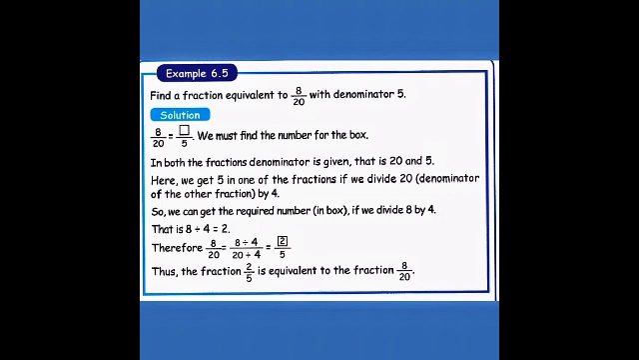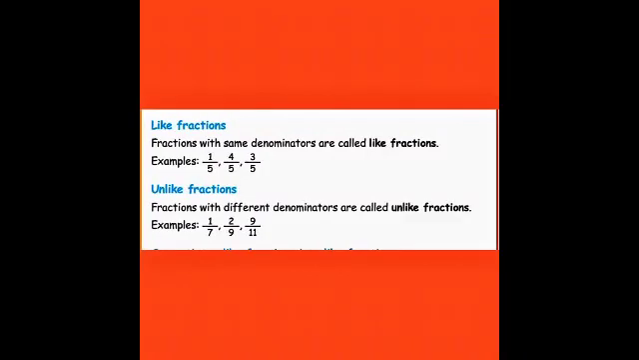Yes. Next one is like fraction and unlike fraction. What is a like fraction? The fractions which have the same denominator are called like fractions. Unlike fractions means the denominators are different. If the denominators are different, that is an unlike fraction. If the denominators are the same, that is a like fraction.